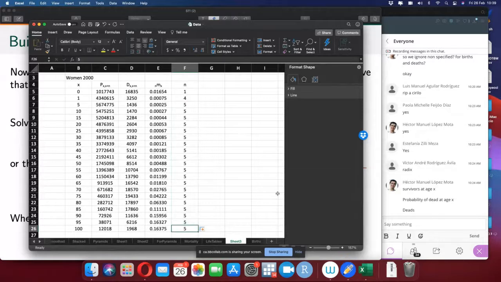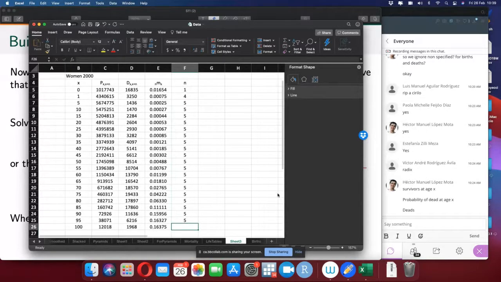For most of these groups, with the exception of the last one, because the last one is 100 and older, or for some of you, 85 and older. So we don't know the size of this last age interval. There are techniques to estimate that, but again, that's not the idea in life tables. Okay, so now that we have our column n, we can estimate the column for our probabilities.